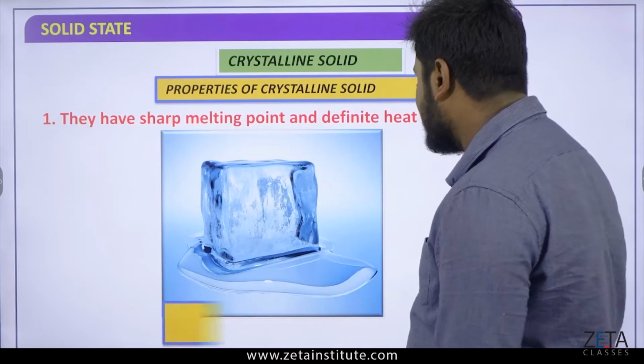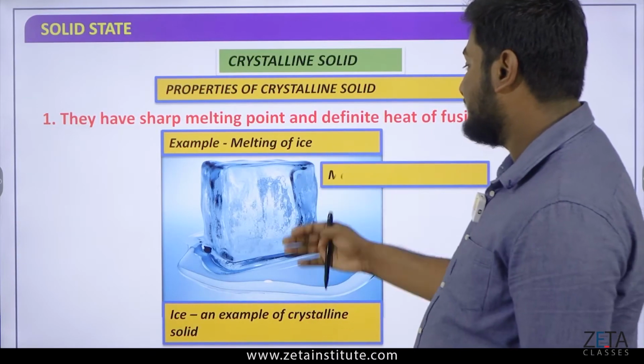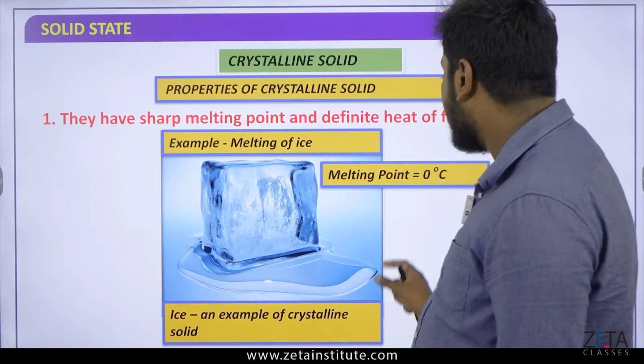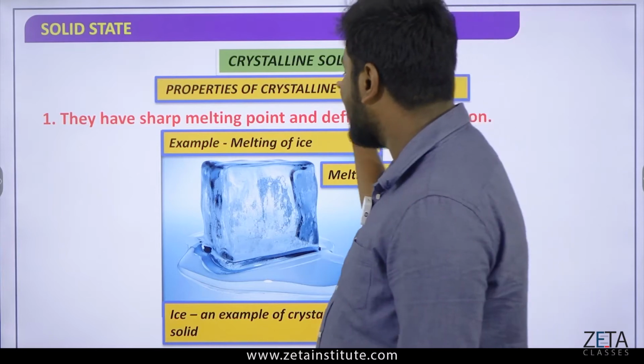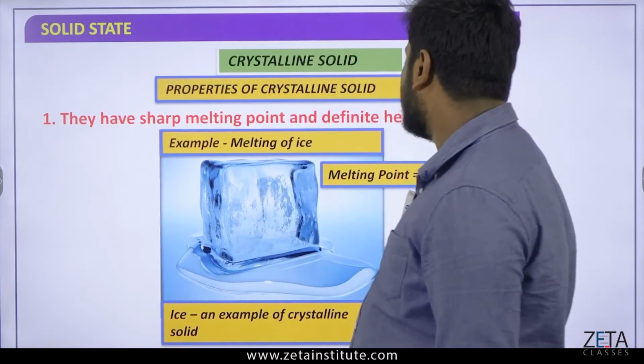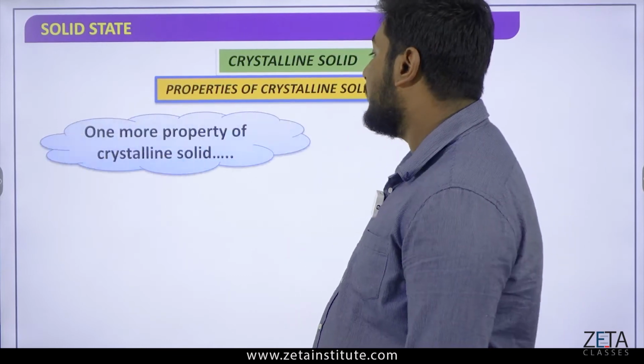Here you can see ice, which is an example of a crystalline solid. Here we can check the melting of ice, and the melting point is 0 degrees Celsius. Clear? So we can conclude that crystalline solids have a sharp melting point and definite heat of fusion. Now we have one more property.